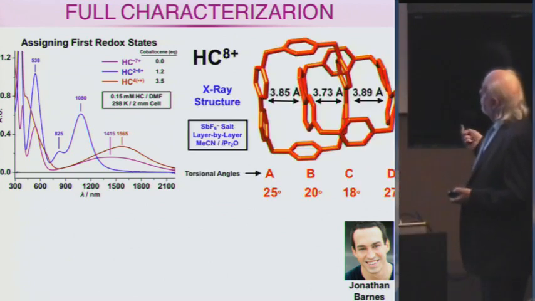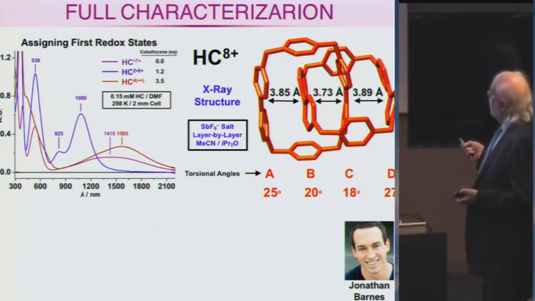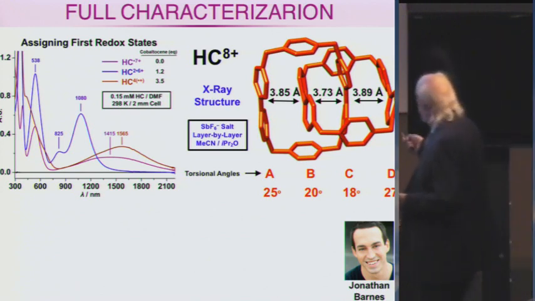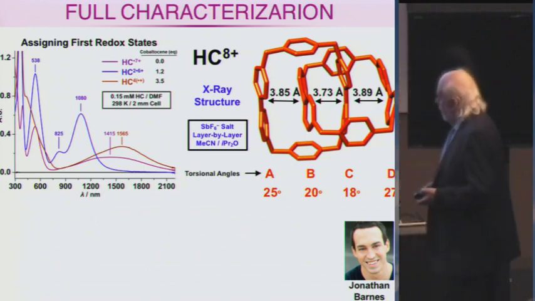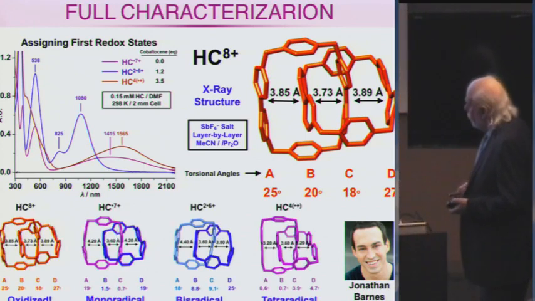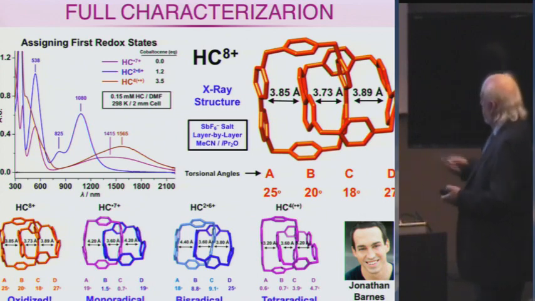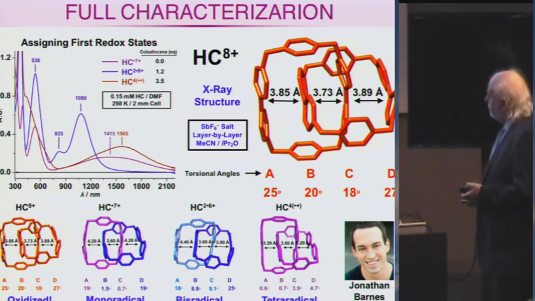And that's just a reminder that we also made the octacation, and there's the X-ray crystal structure of it, and there you see again this principle of the angles associated with the bipyridinium units when they're dicationic hovering around 20. And so we ended up with crystal structures of all of these, the 8 plus, the 7 plus, the 6 plus, and the 4 plus.